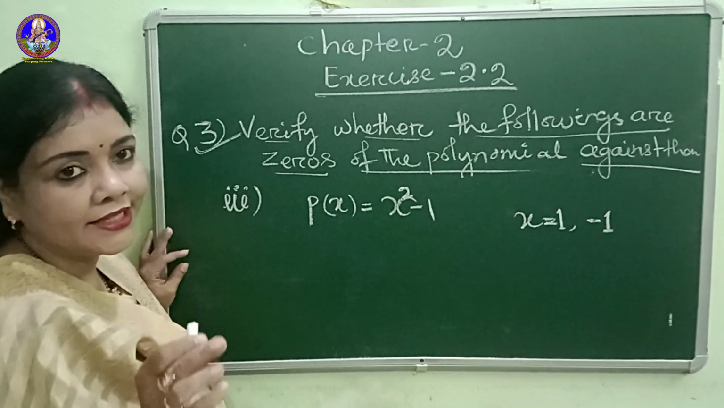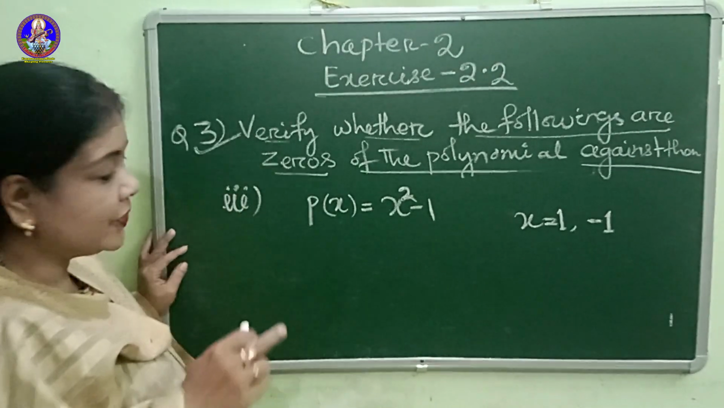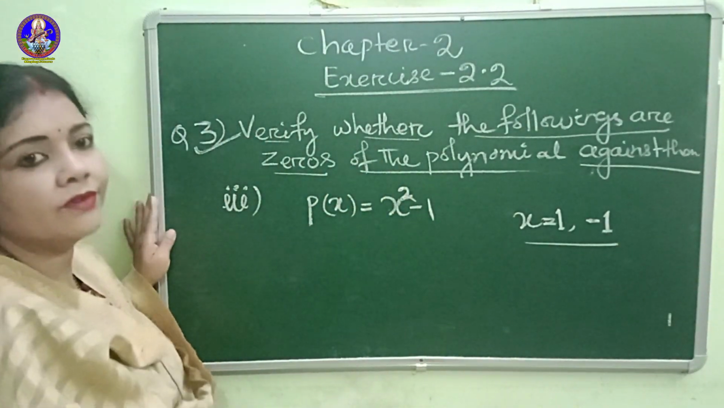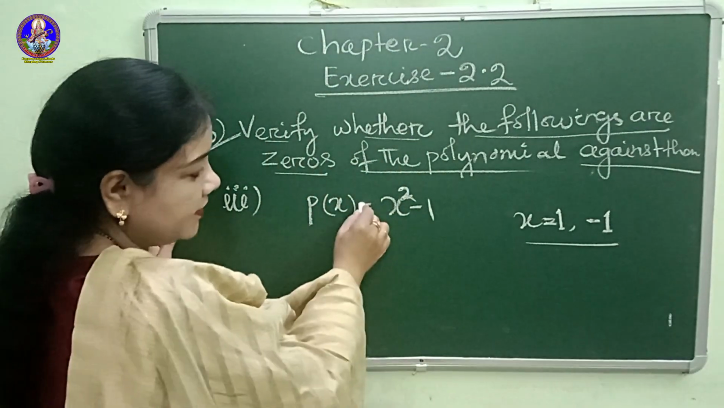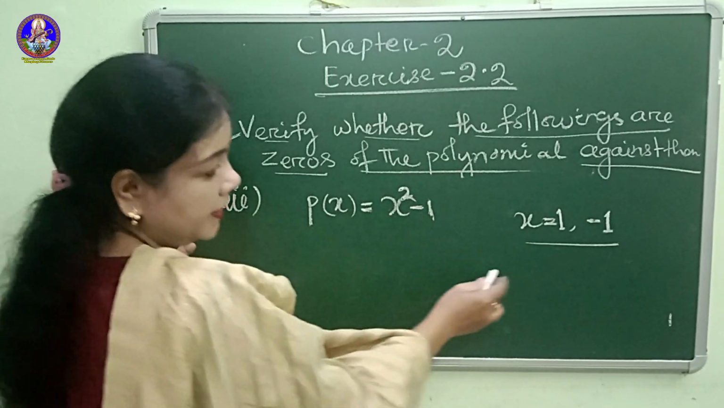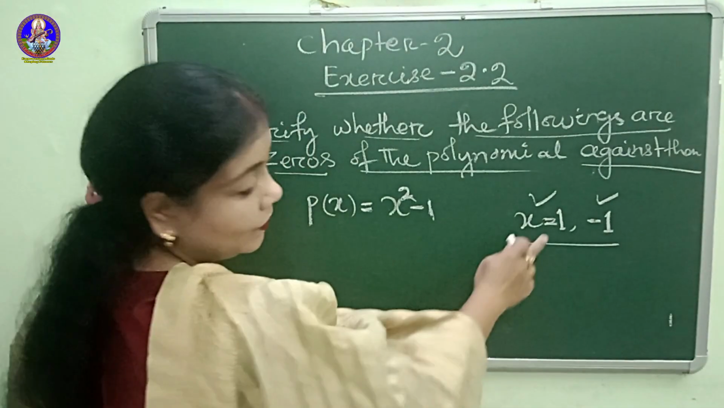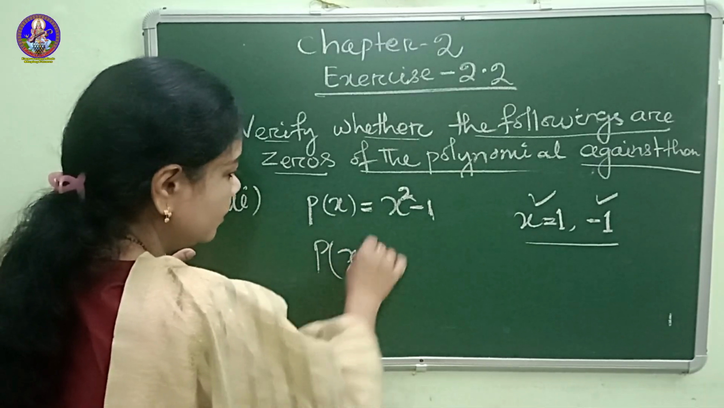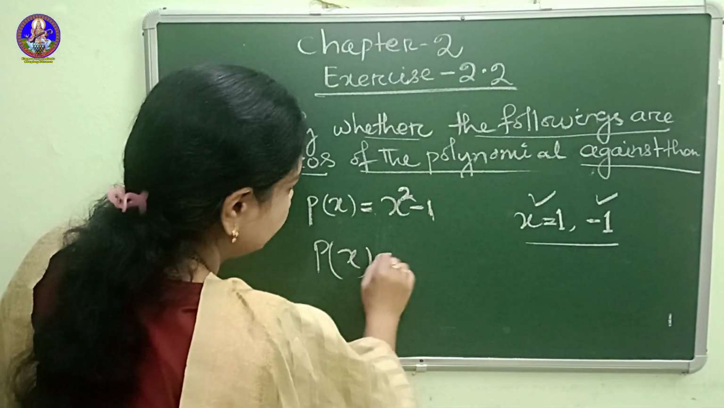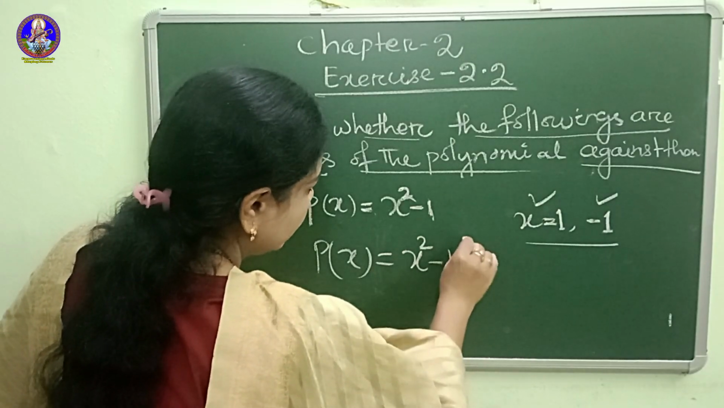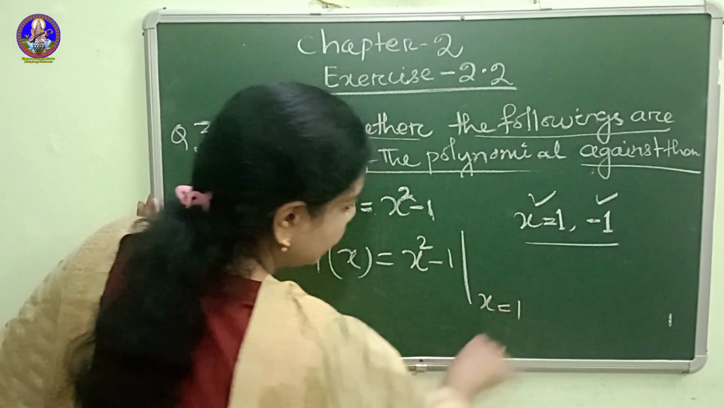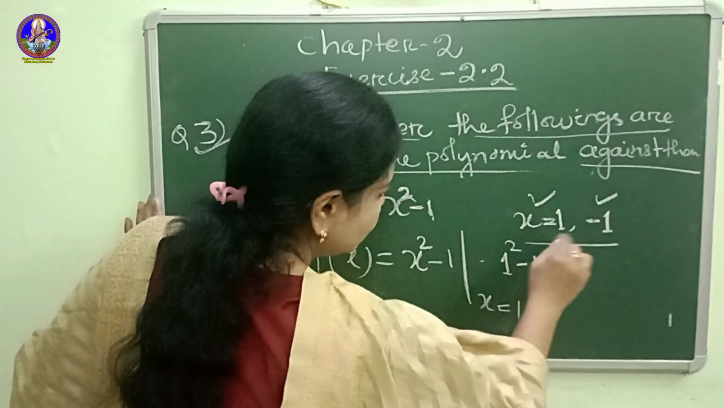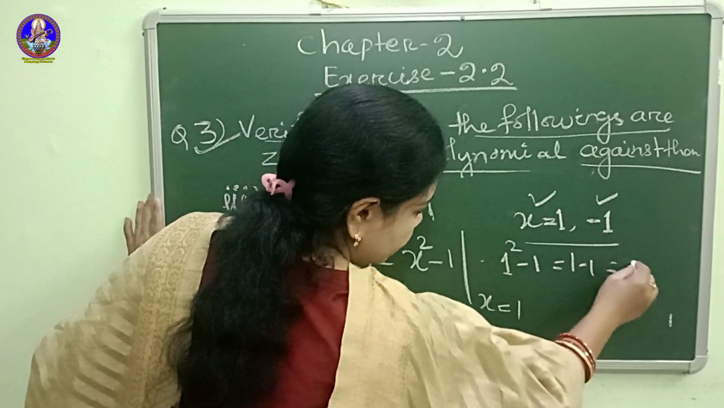Now let us solve another example from question number 3, that is 3i. Here two conditions are given for the value of x. So here p(x) is given as x square minus 1, but two values are given for x: one is 1, another is minus 1. So let us put x is equal to 1 first in p(x) = x square minus 1. If I put here 1 square minus 1, that is 1 minus 1 is 0.